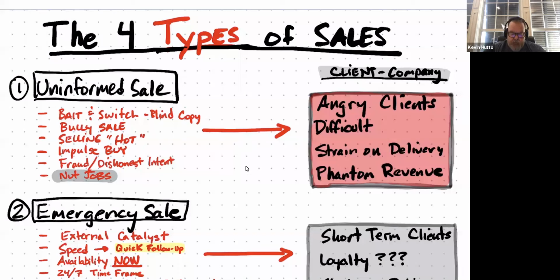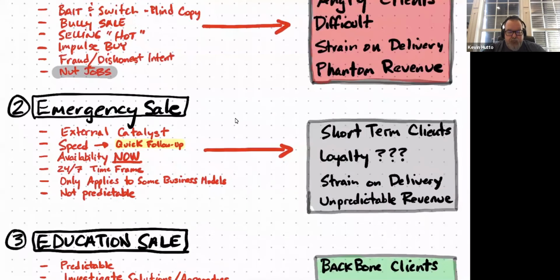They're not the best. So then the next sale that happens is the emergency sale. This is a sale where there is some sort of external catalyst that is creating the sale. The best example I can give you is if you're a plumber and somebody's toilet is overflowing and they've got a very stinky situation in their house, then they're going to call the plumber, and whoever can come right now is going to get the deal. So in the emergency sale, speed and quick follow-up is the name of the game. If you answer your phone and you're able to get somebody out there quickly, then you are going to win the deal. Availability right now, 24/7.